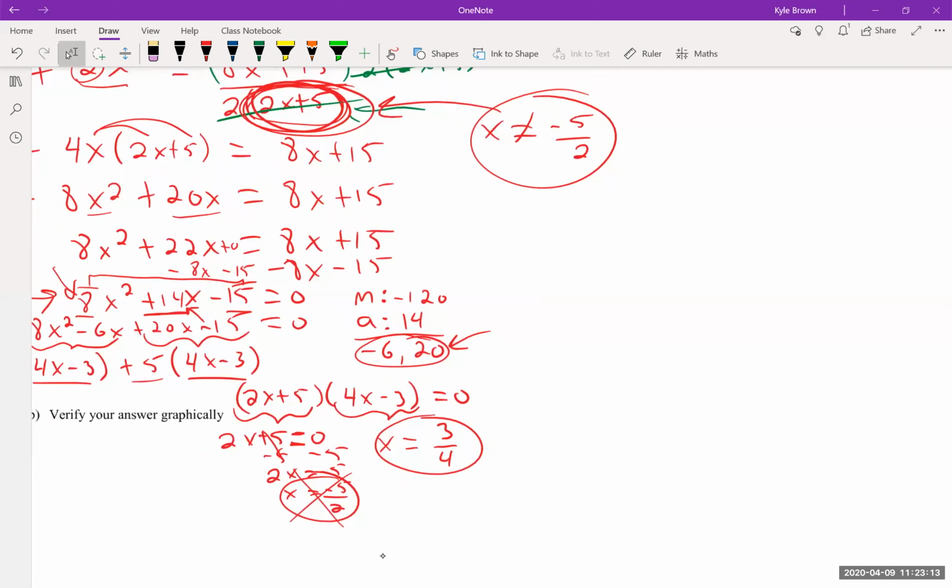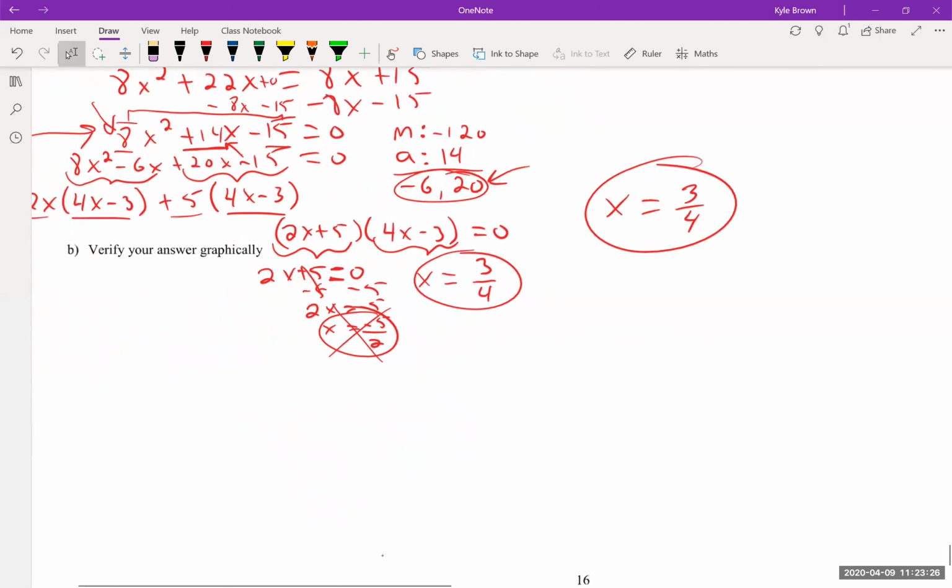So in the end here, we'll just say x is equal to 3 over 4, and that would be the only correct answer. So be careful on those questions where you might think that you've solved it. You need to check whether or not it's actually an answer.